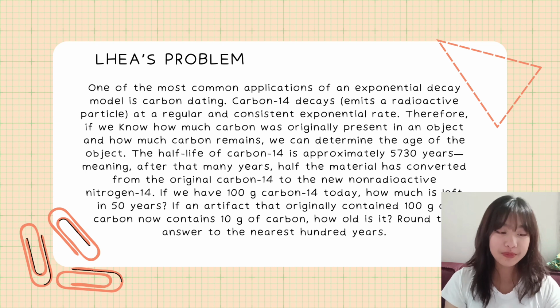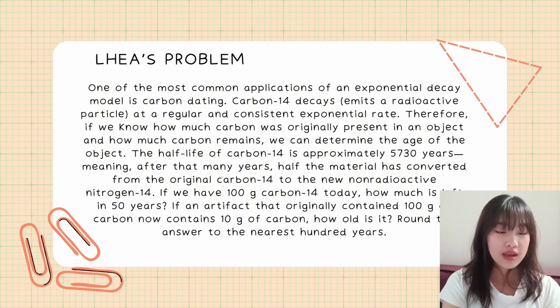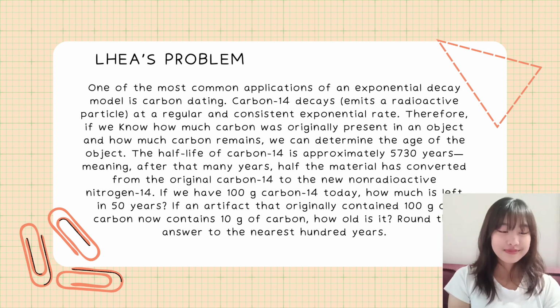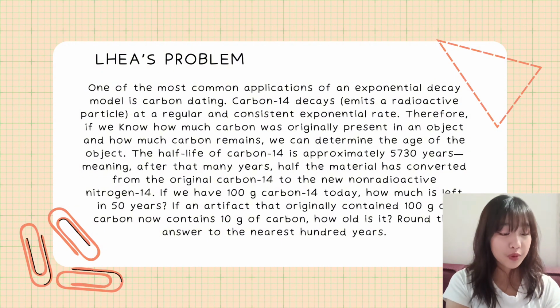One of the most common applications of an exponential decay model is carbon dating. Carbon-14 decays at a regular and consistent exponential rate. Therefore, if we know how much carbon was originally present in an object and how much carbon remains, we can determine the age of the object. The half-life of carbon-14 is approximately 5,730 years, meaning after that many years, half the material has converted from the original carbon-14 to the new non-radioactive nitrogen-14.